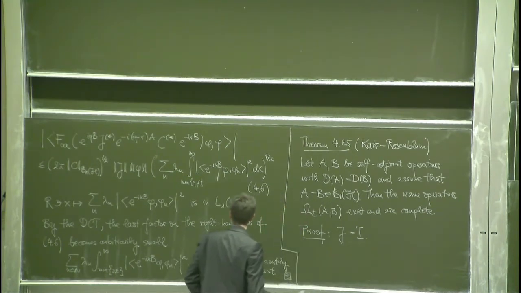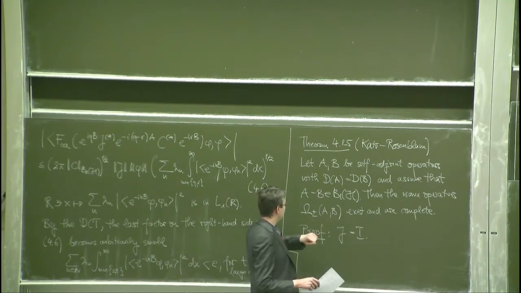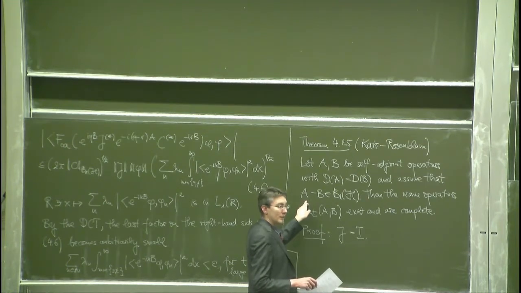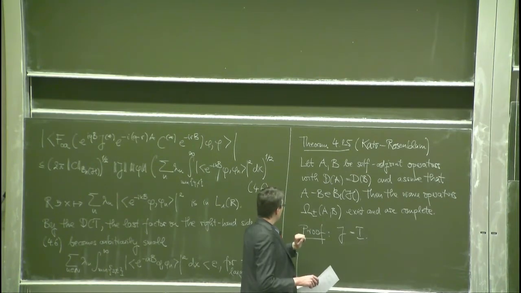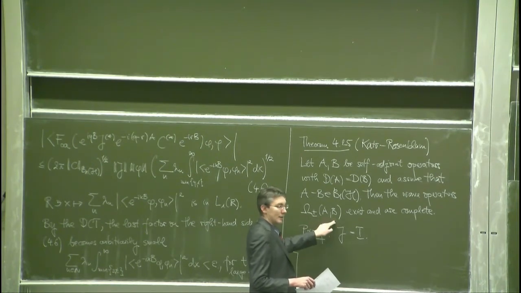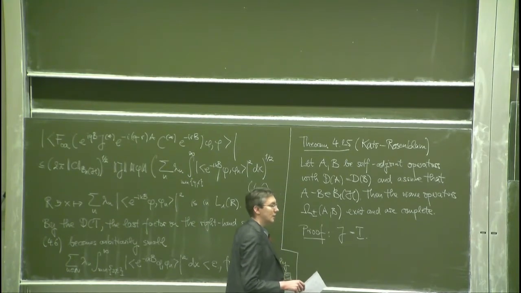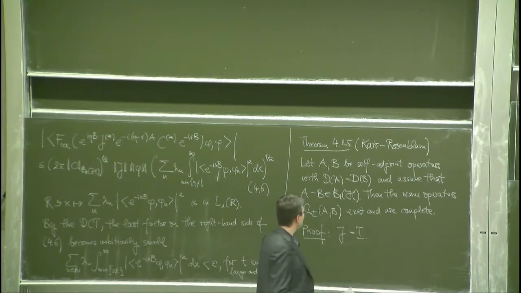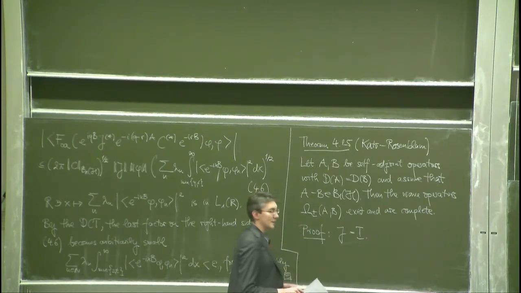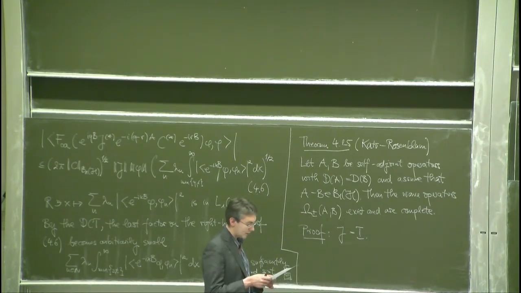From Pearson's theorem, we thus get that the wave operators Omega plus minus A, B exist. But it's clear that this assumption is symmetric in A and B, so it also holds true for the difference. And then we conclude that the operators Omega plus minus B, A also exist. And we had a proposition that shows that in this case, when both operators Omega plus minus A, B and B, A exist, then we also get completeness. So there's nothing more to do.